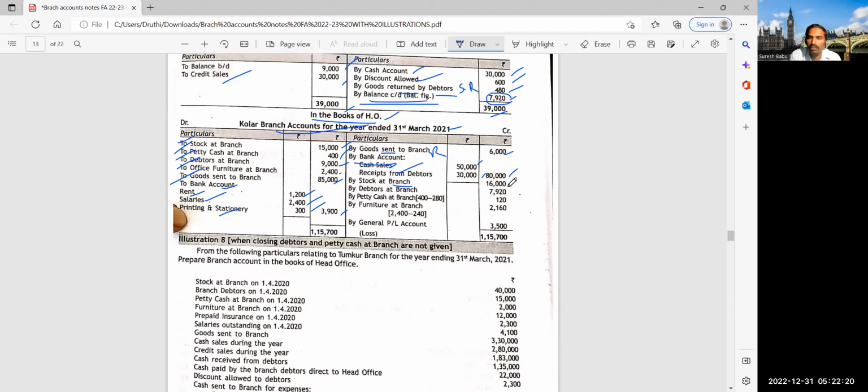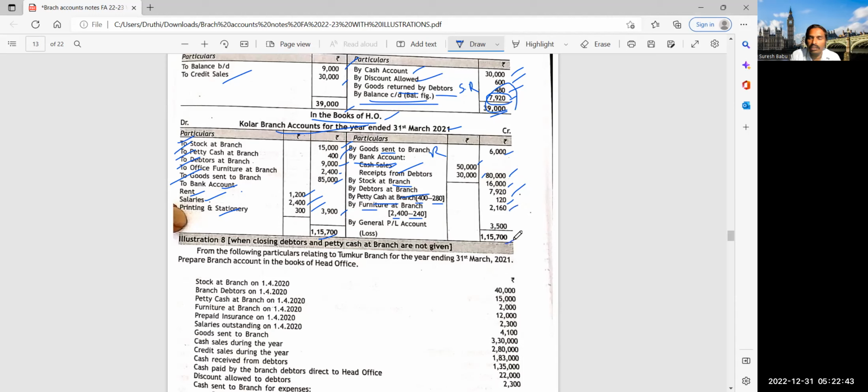Closing stock before closing, 16,000. Closing debtors 7,920. Closing petty cash: 400 opening, expenses 280, that is 120. See, indirectly it is given; it is to be read and understood properly. Furniture 2,400, 10% is 240; if you subtract it, 2,160.